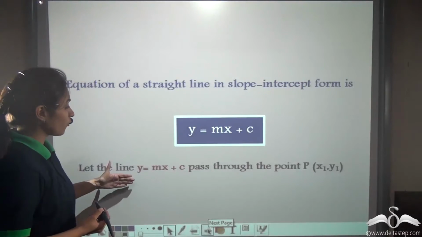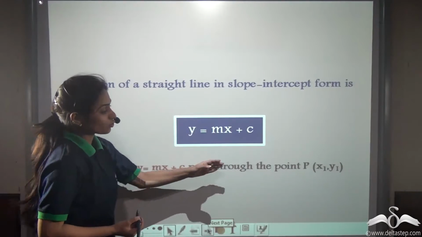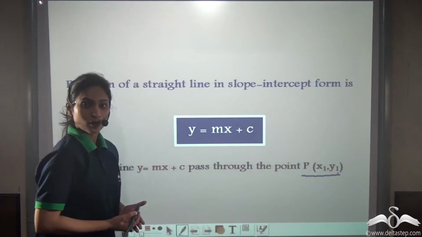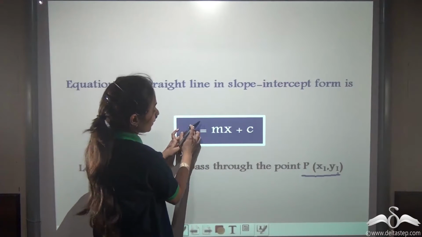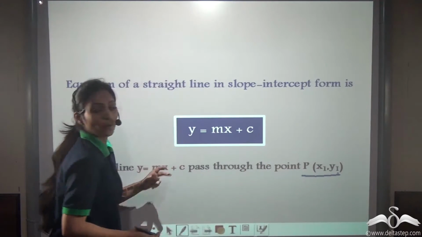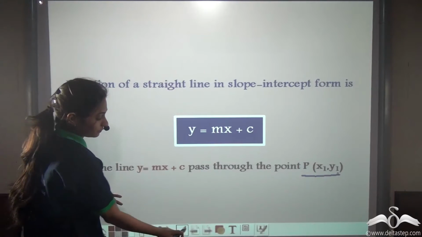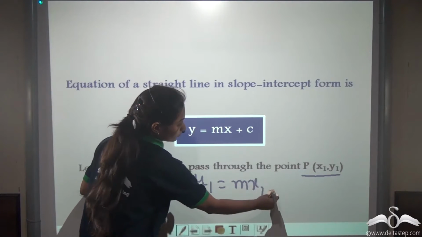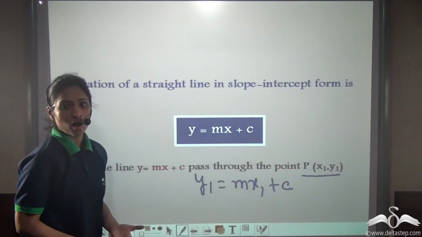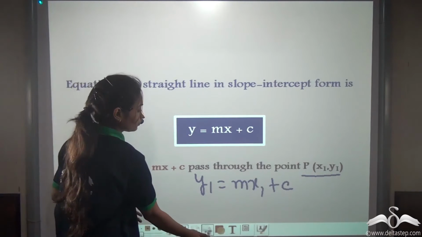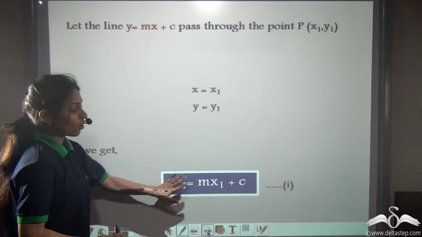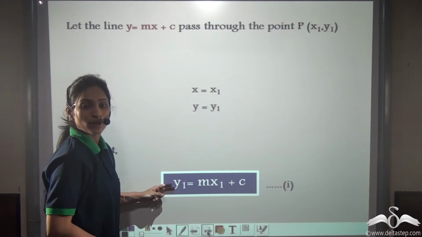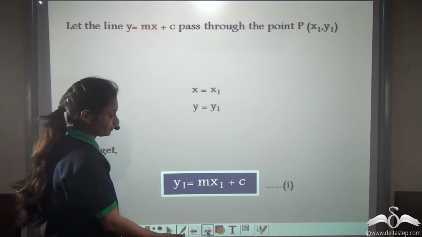Now, let the line y = mx + c pass through the point, say, P(x1, y1). So what will you do? You will replace y and x with y1 and x1. Okay? Do it. Now how will this help? I'll tell you. Let this be equation 1, where x has been replaced with x1 and y has been replaced with y1. Okay, so we get equation 1.